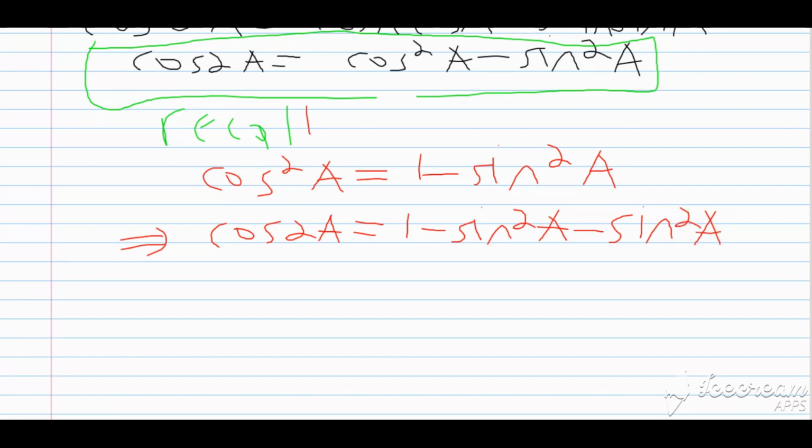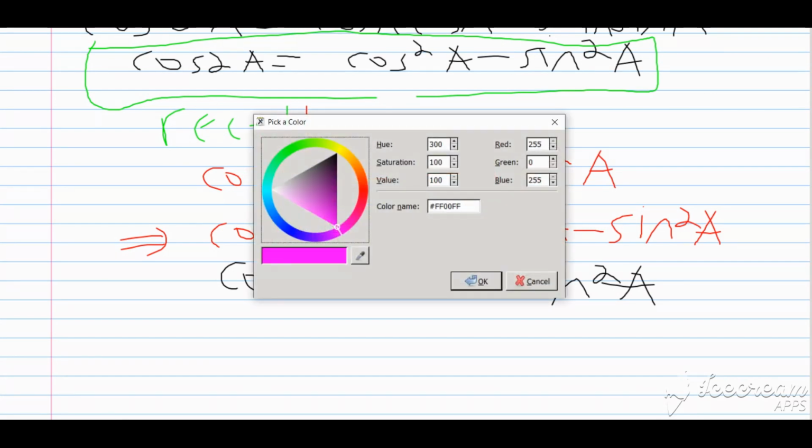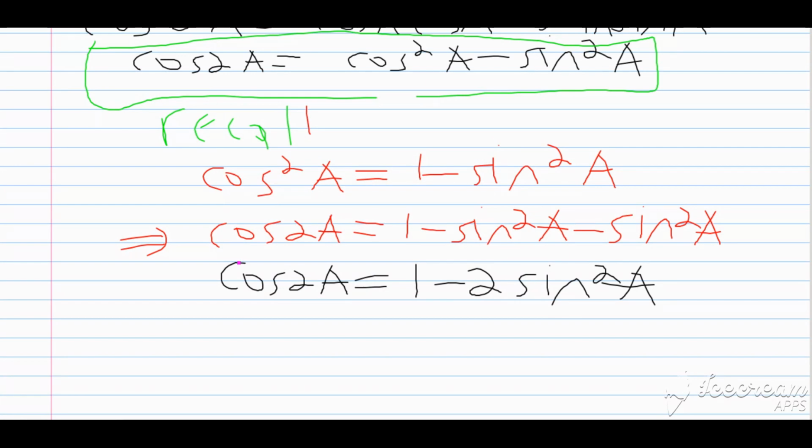So I'm going to have cos 2A equal, and I'm seeing the like terms here, the sine squared A and the sine squared A. So I have 1 minus 2 sine squared A. And this again is a manipulation of that identity.